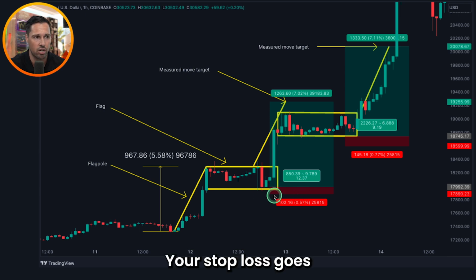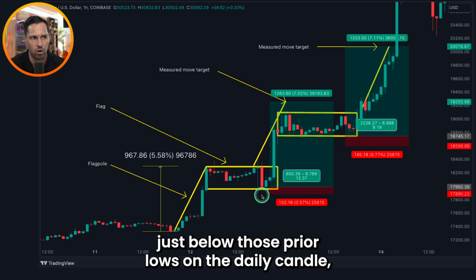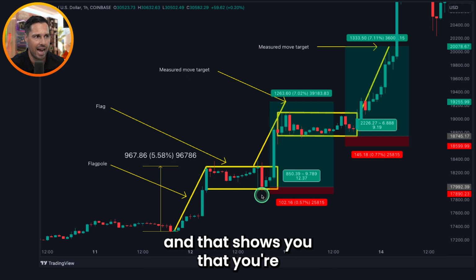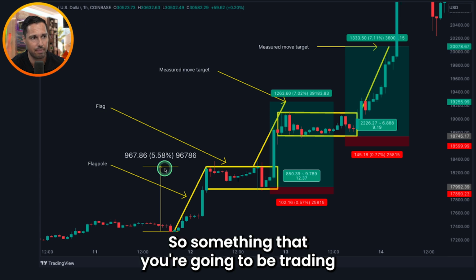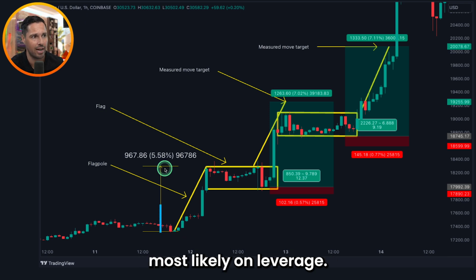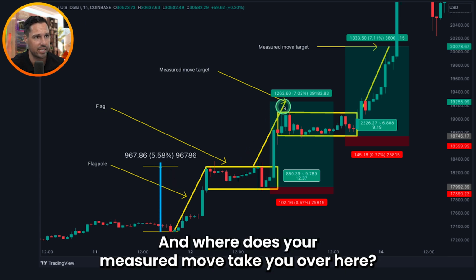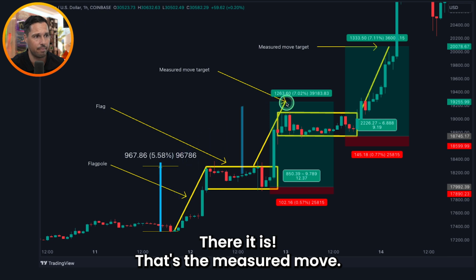Your stop loss goes just below those prior lows on the daily candle, and that shows you that you're looking at a 5.58% move, so something that you're going to be trading most likely on leverage. And where does your measured move take you over here? There it is. That's the measured move.